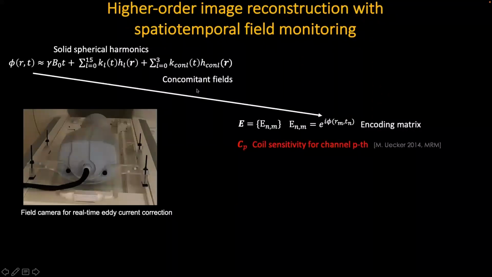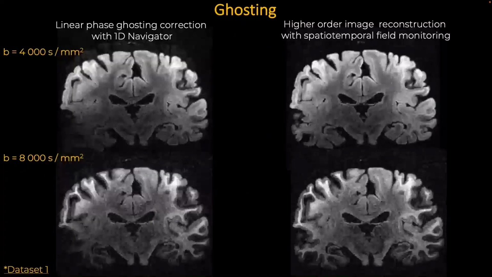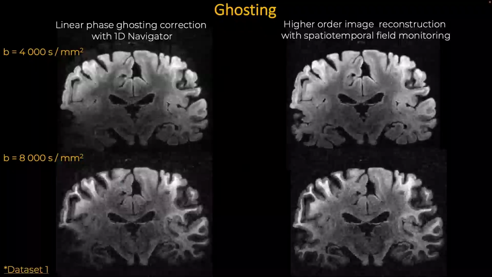We have the coil sensitivities estimated from a gradient echo sequence that we can acquire prior to the scan. If then we have the acquired k-space data and X is our ghosting-free image, we can formulate this linear least squares problem with Tikhonov regularization and solve for X, where because we have been including the phase variation in the model, we can achieve ghosting-free images by solving this very easy reconstruction approach.